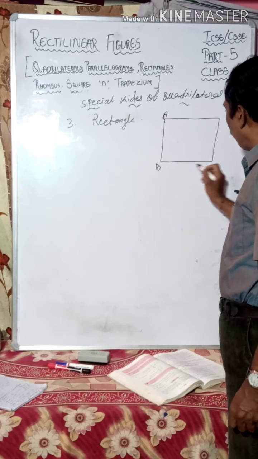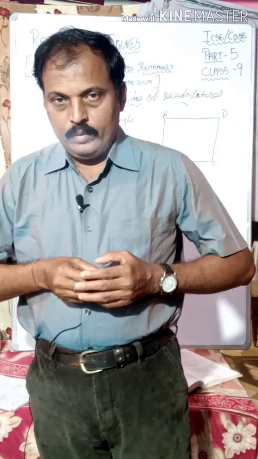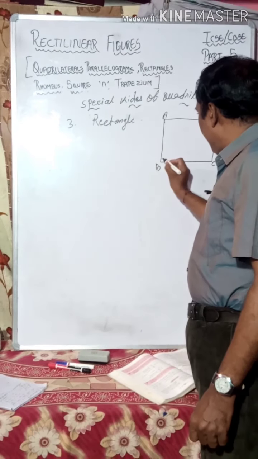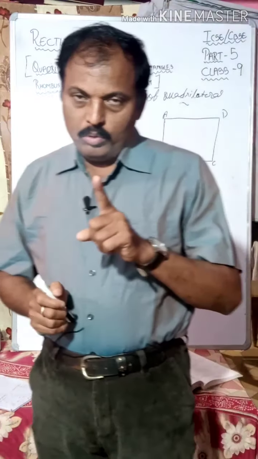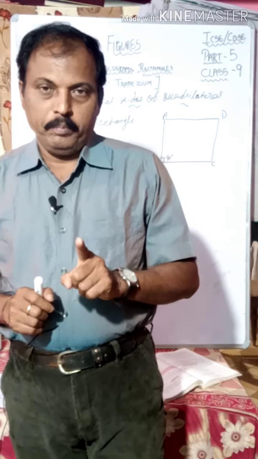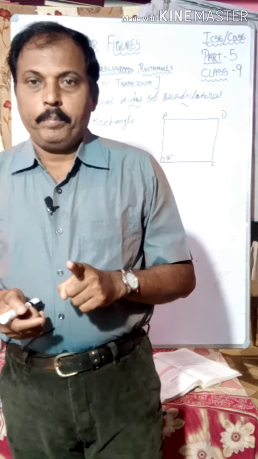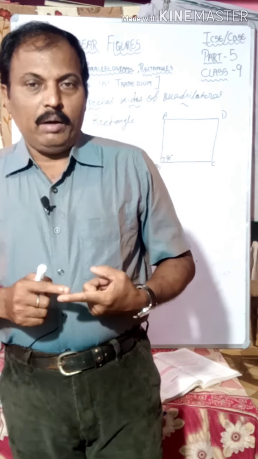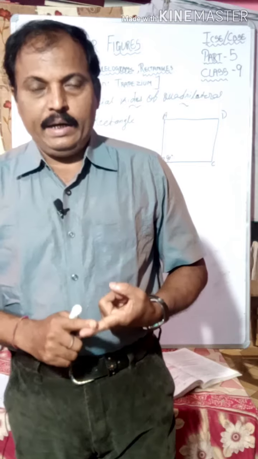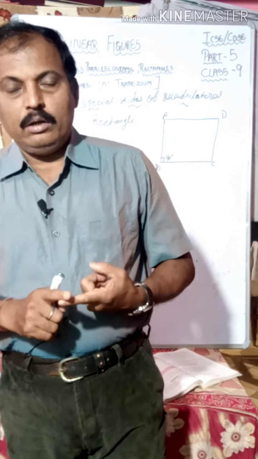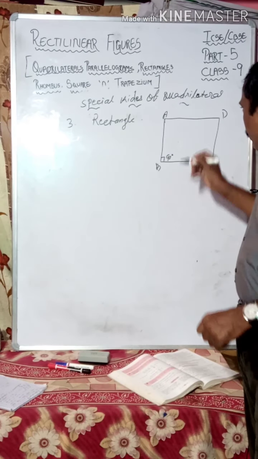A, B, C, D. ABCD is a rectangle. Why? Because each angle is 90 degrees. Nothing else. Only one condition for a parallelogram to be converted to a rectangle. In a parallelogram, if one angle is 90 degrees, then that parallelogram is called a rectangle. Now look how. If one angle is 90 degrees, first this is a parallelogram.